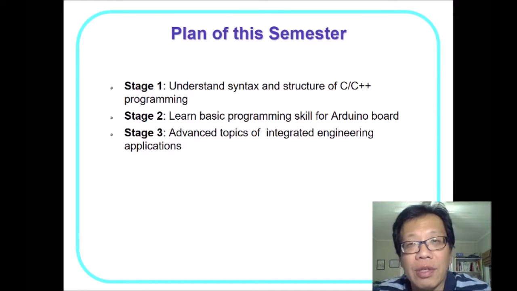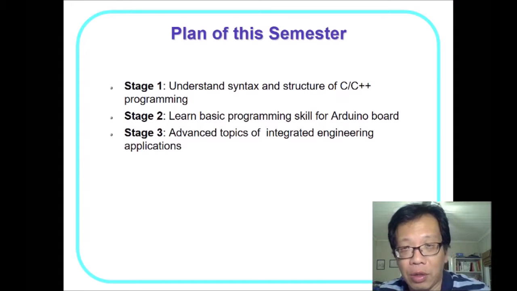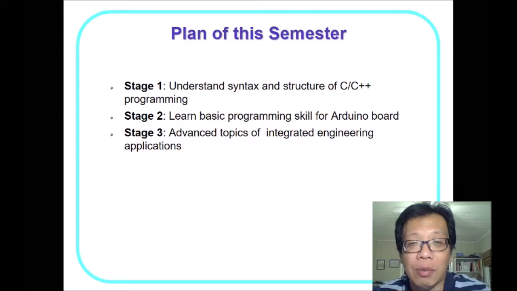So the plan for this semester: the first stage is we need to understand the syntax and the structure of C++ programming. The second stage is that we're going to learn basic programming skills of the Arduino board. We're going to talk about the different sensors, how to do the programming, and how to communicate between Arduino and the desktop we're going to use for your application.